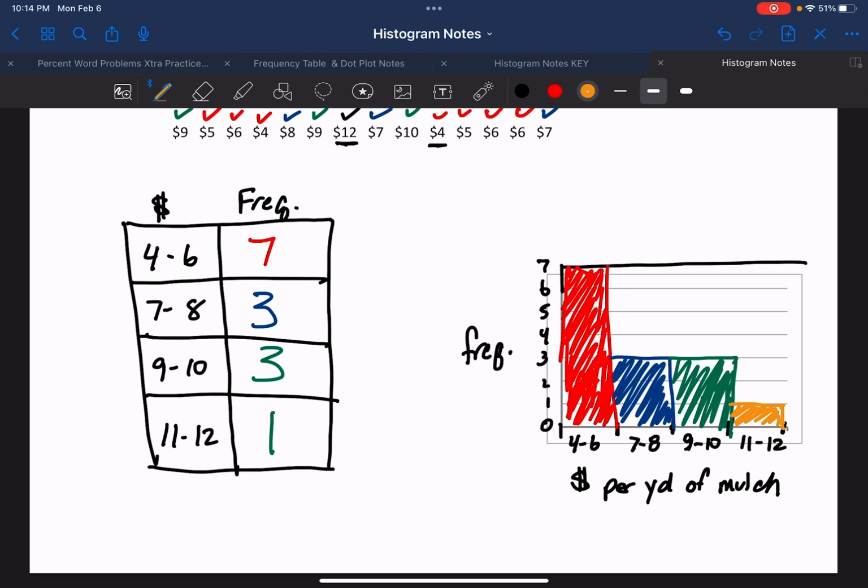Well, the first thing I notice is that $4 to $6 per yard of mulch is the highest number. It's the most frequently occurring dollar cost. And that some of our data we can say is skewed to the left. Or you could say something like, not very many companies charge more than $10 per yard of mulch. Okay, so there's a lot of different things we can say about this.